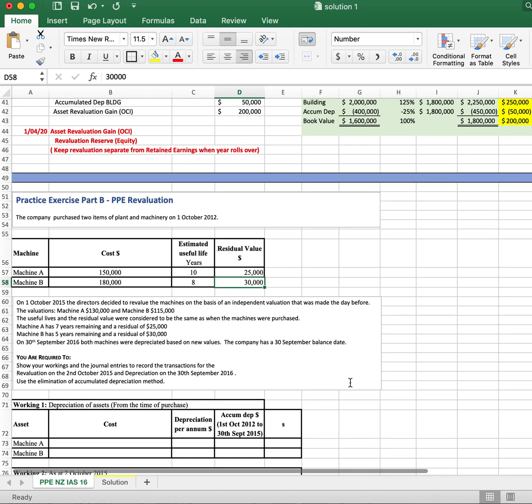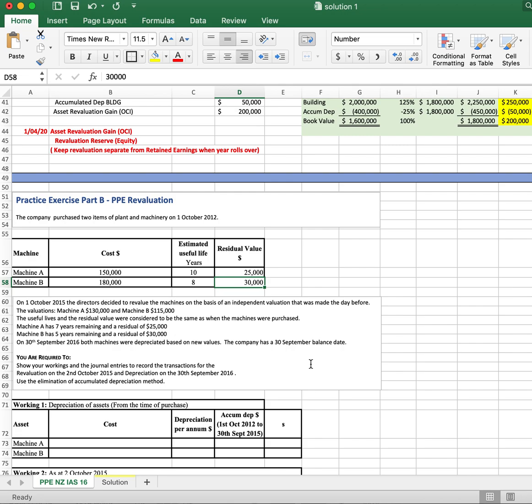Okay, so on the 1st of October 2015, which is 3 years later, 13, 14, 15, so 3 years have passed, the directors decide to revalue the machines on the basis of an independent valuation that was made the day before. The valuations: machine A is 130,000 and machine B is 115,000.